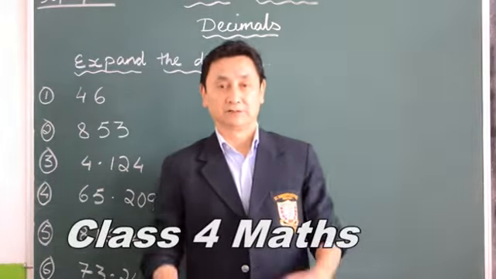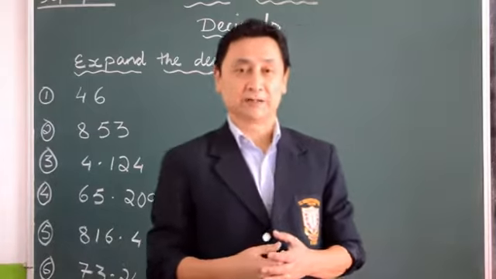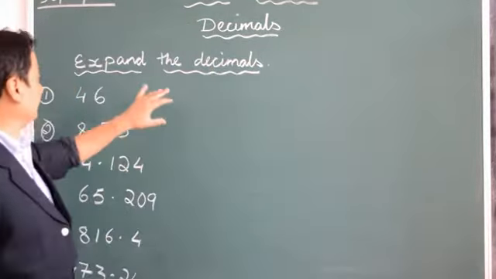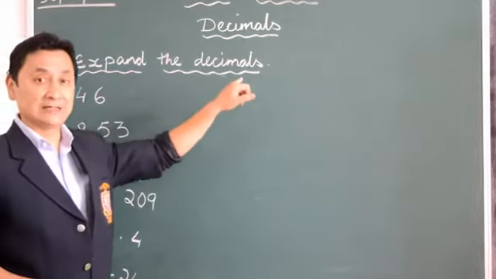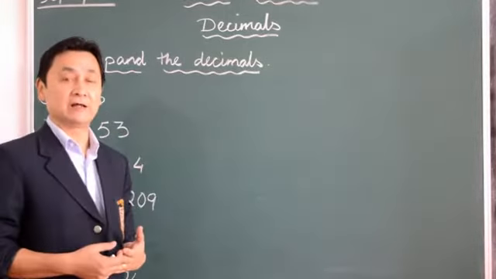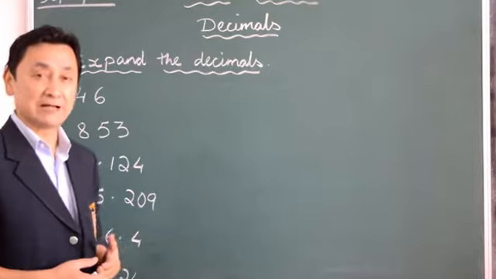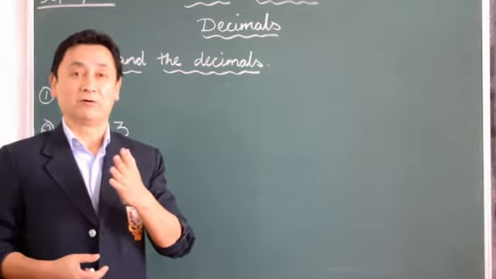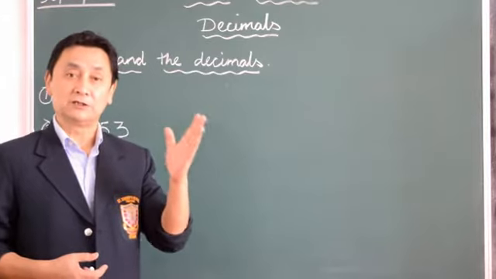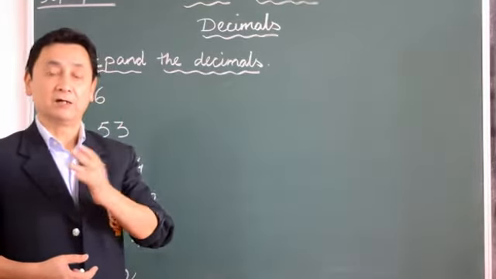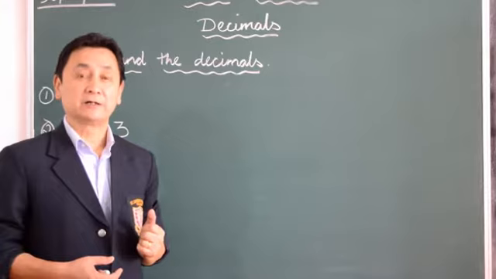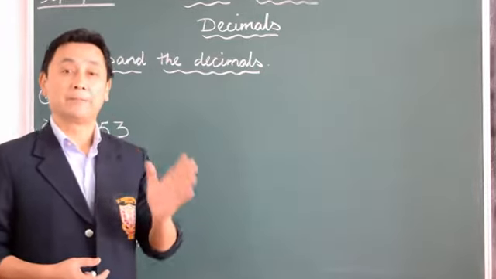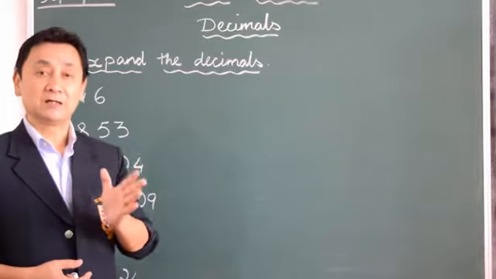Dear children, we still continue with decimals, but a different sum, a different topic. We are going to expand the decimals. Just like we had done in the beginning of the year when we expanded numbers, for example, expand 34. So 30 plus 4. Expand 213. 200 plus 10 plus 3.